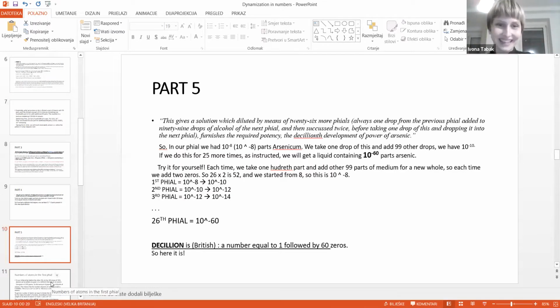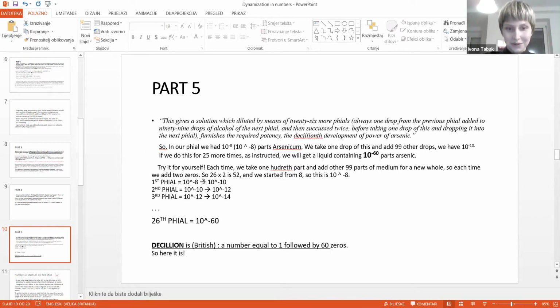And then again, he says, now we have a liquid solution. And if we want to reach the decillionth, it has to go through 26 vials. With each vial, you take 1 drop, add 99 drops. In the next vial, from the previous vial, you take 1 drop, dilute it with 99 drops. And this goes on and on. So before I said we had how much substance of arsenic? We had 10 to the exponent of -8. This is our first vial. And then we do it 26 more times.